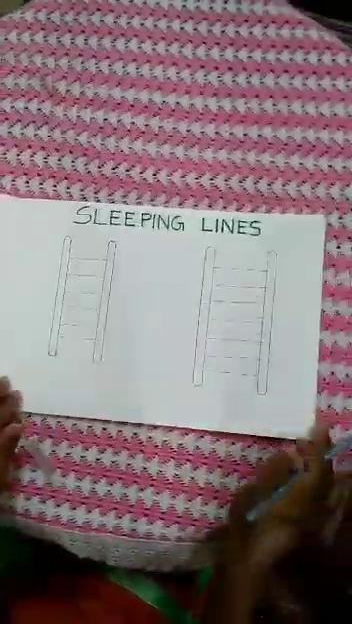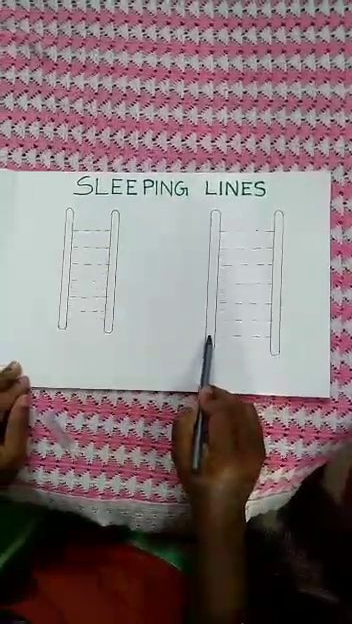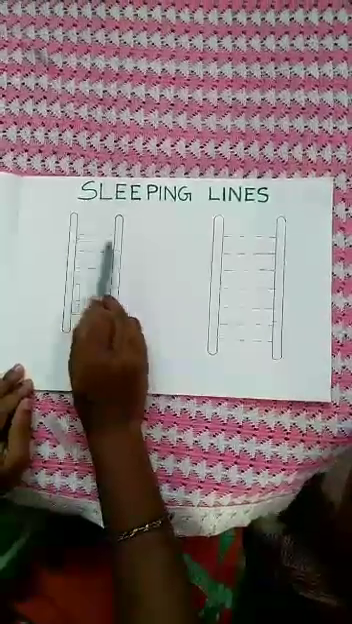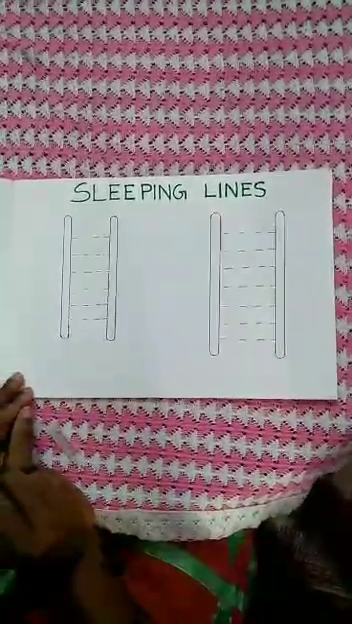Now here you see two rods are here, another two rods are here, and some dotted lines are made. Now join the dotted lines and make sleeping lines.